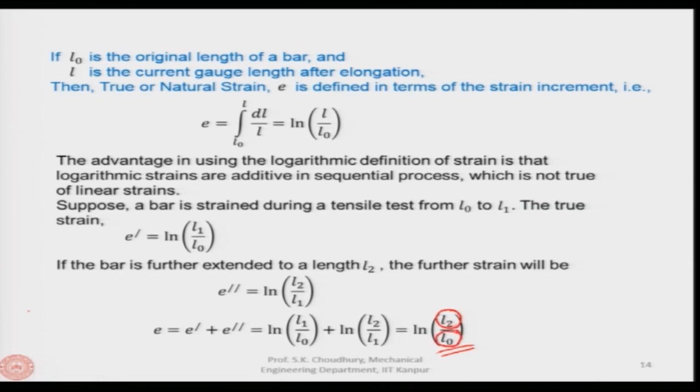So, if we take the logarithm and divide the final length after being elongated by the original length, we will get the final strain or total strain that is happening. This is not true in the linear strain. When the linear strain happens, they are not actually additive in nature. So, this is the advantage.